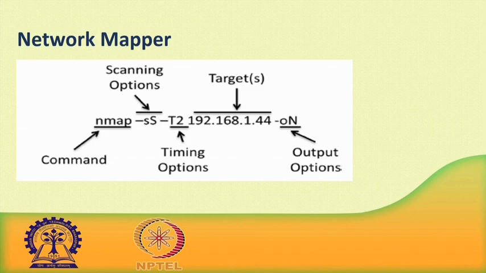Dash small o capital G, greppable output. Greppable output is often used by penetration testers to allow further investigation using tools like grep, but can also be searched using tools like AWK, Cut and Diff. Dash small o capital S, script kiddie output. While not used for serious penetration testing, the script kiddie output can be fun to use from time to time.